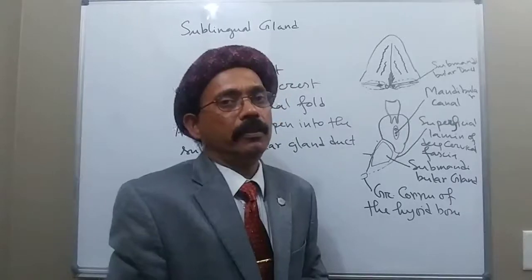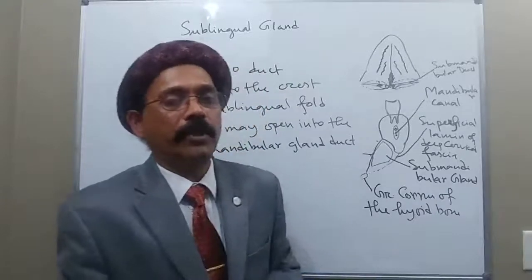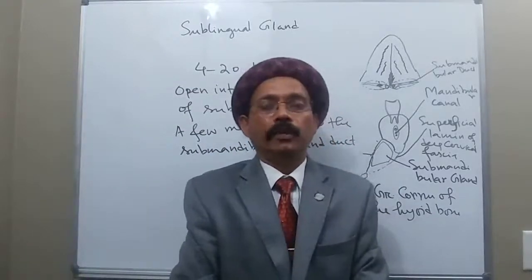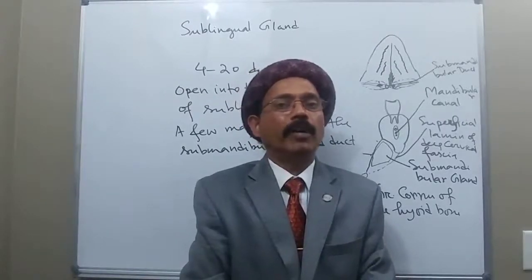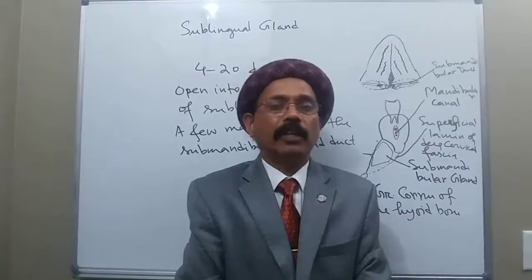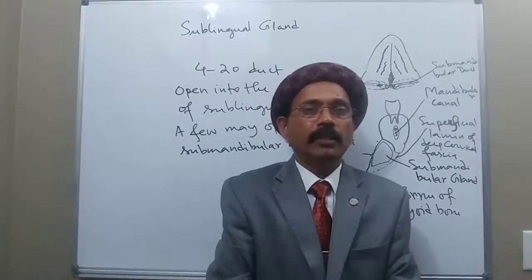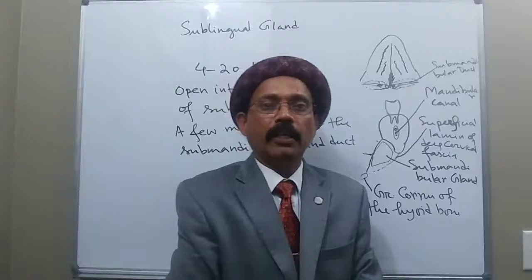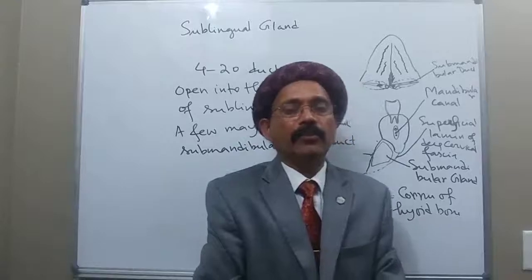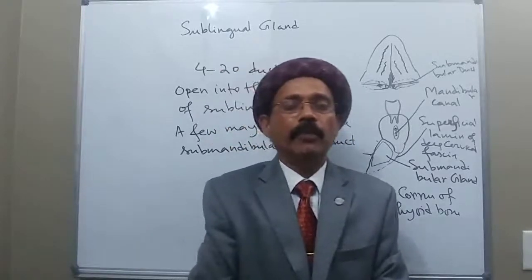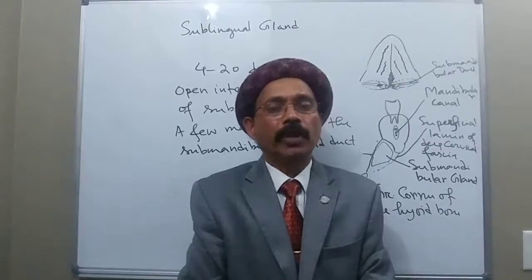How about the nerve supply? The nerve supply is that of the submandibular gland, sympathetic and parasympathetic. Sympathetic is coming from the superior cervical sympathetic ganglion. Then the postganglionic fibers will follow the blood vessels, forming a plexus around the external carotid artery, internal carotid artery, here around the facial artery. Then it will be distributed to the gland directly or may go through the lingual nerve.